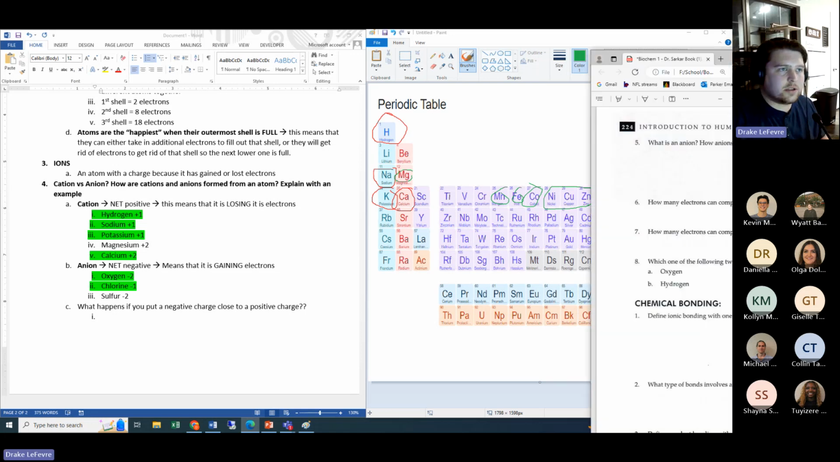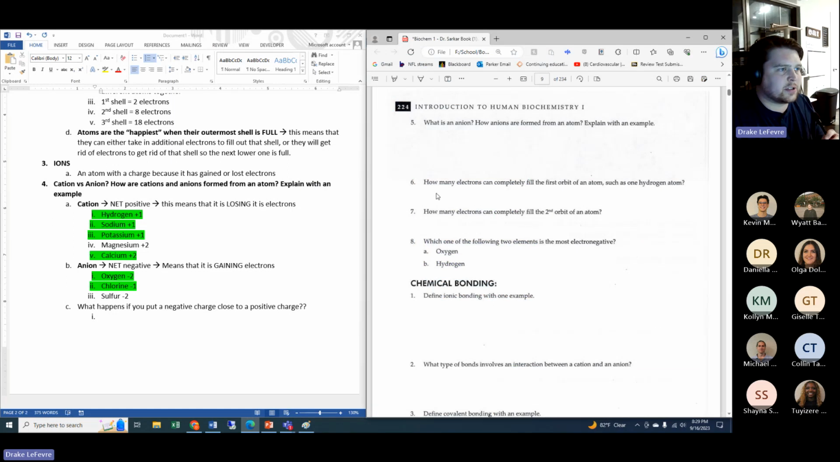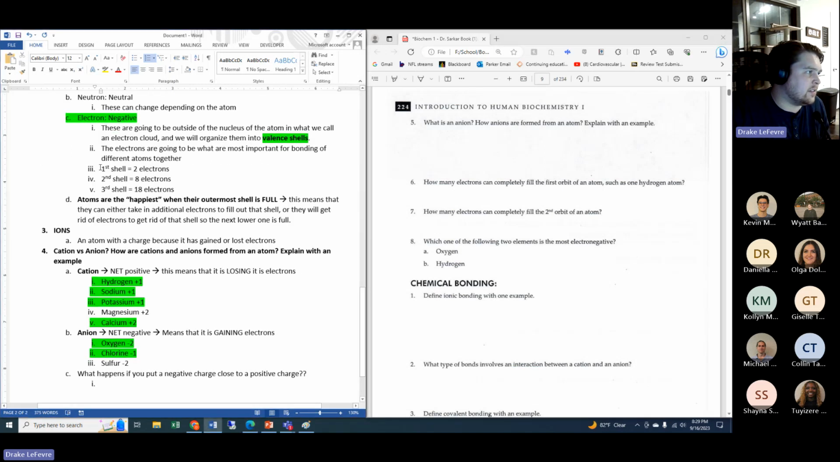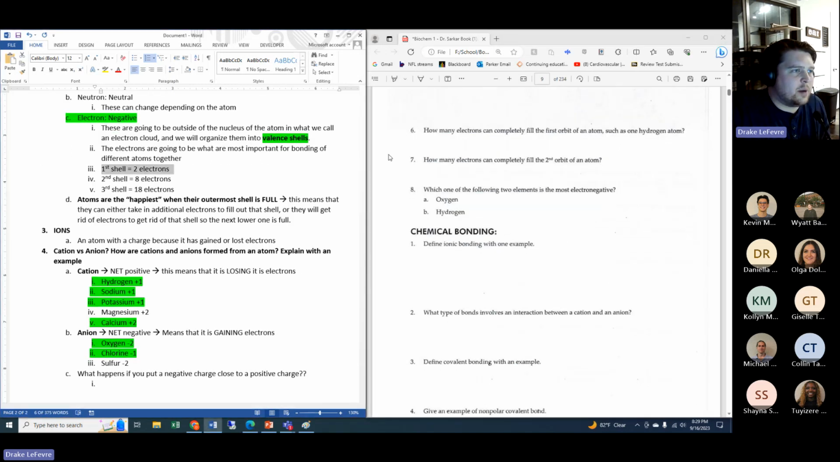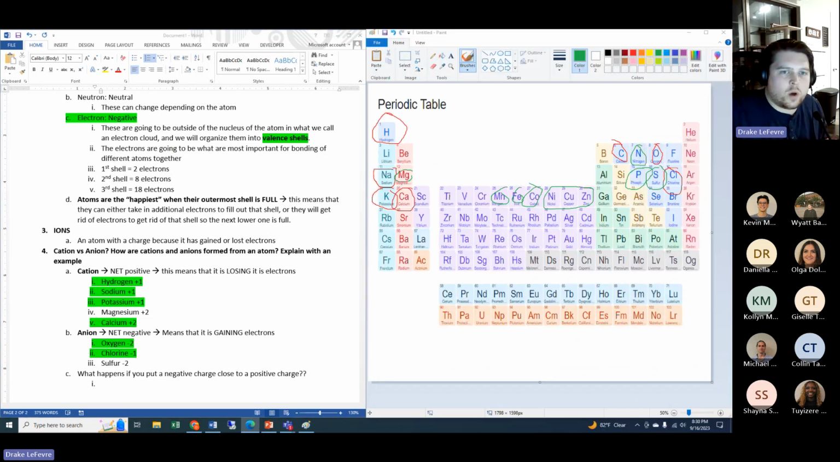Let's see what these other questions are. We already kind of talked about these actually. How many electrons can completely fill the first orbit of an atom? We already talked about that. That's the first shell, 2 electrons. How many electrons can fill the second orbit of an atom? The second shell has 8 electrons. And which of the following 2 elements is the most electronegative? This is where we haven't quite talked about this yet.